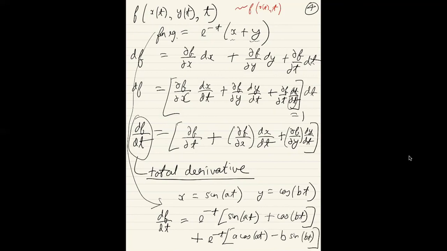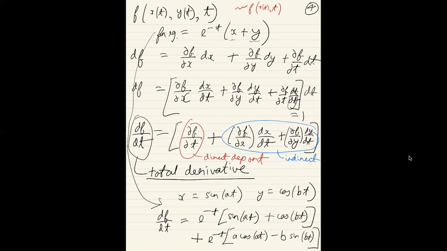So this is just an example, but what did we do here? What's the whole concept of df by dt? The total derivative provides us a measure of the rate of change in the function resulting from a change in time, including direct dependence of that function on time. So this is the direct dependence of that function on time, but that is not the only way through which that function depends on time. It also depends on time indirectly.